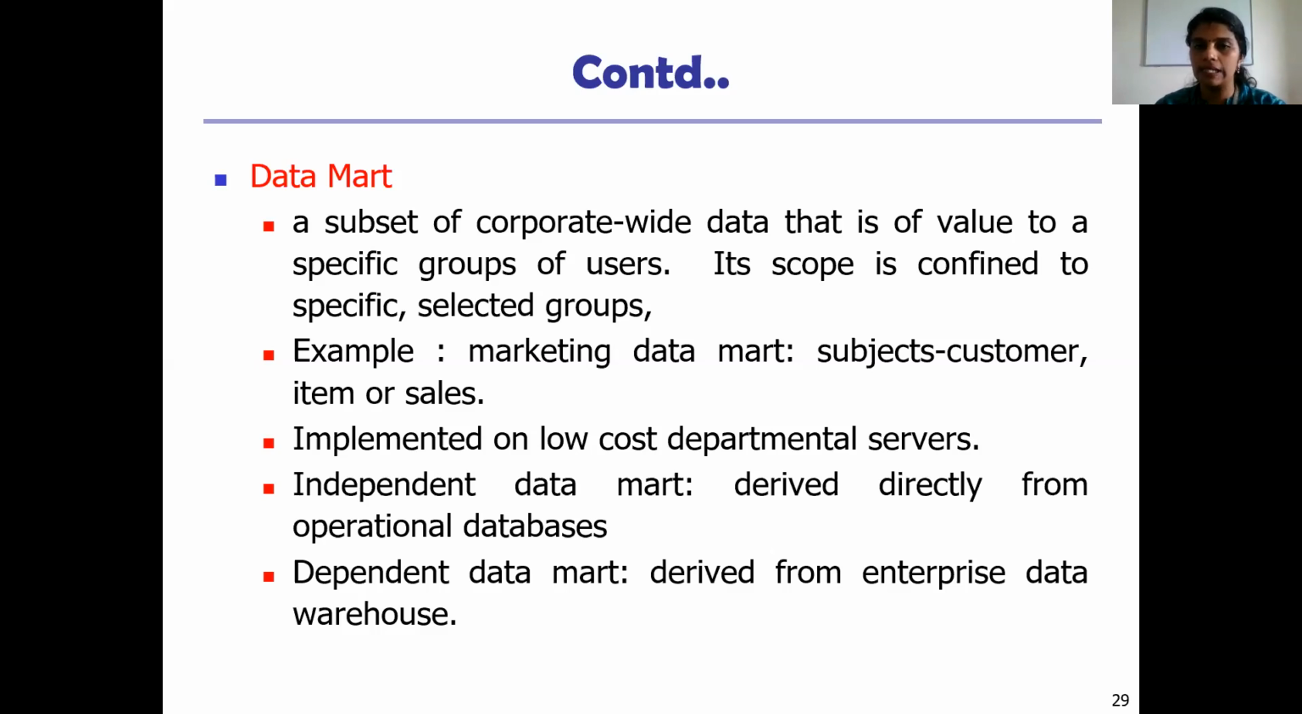One example is given in this slide. Suppose you have a marketing data mart. A marketing data mart may deal only with subjects such as customer, items or sales. If you have a big organization, there can be multiple operational databases. Now from those operational databases, if I take data relevant only to sales or marketing, then I can construct a data mart specific to marketing. The main subjects over there will be customer, product, sales, profit, etc. I hope it is clear.